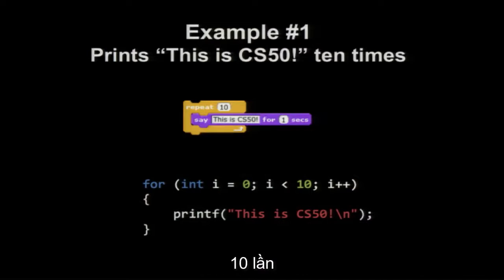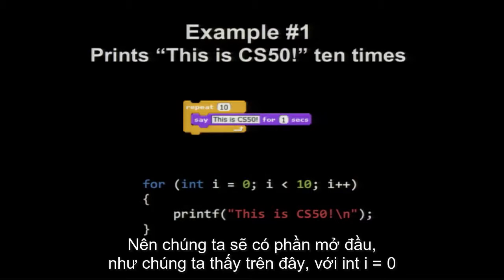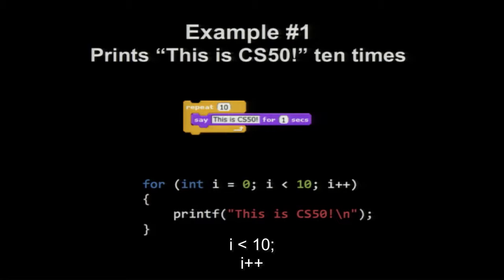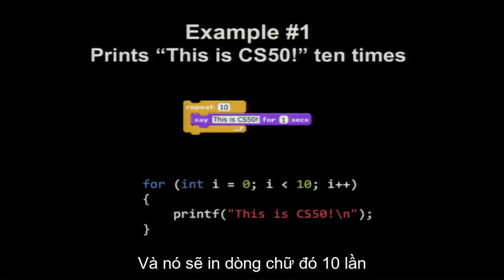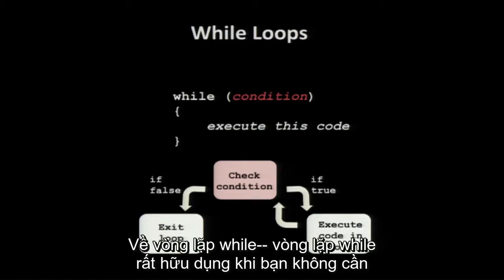So here's an easy example. It prints this to CS50 10 times. We have our initialization, as we see there, with int i equals 0, for i is less than 10, and i++. And it'll print that 10 times.